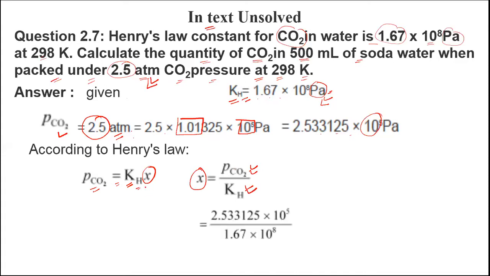When we substitute the values, it comes to be 2.533125 into 10 to the power 5. This is the value of pressure of CO2. 1.67 into 10 to the power 8 Pascal is the value of Henry's constant. When we solve it, the value comes to be 0.00152.